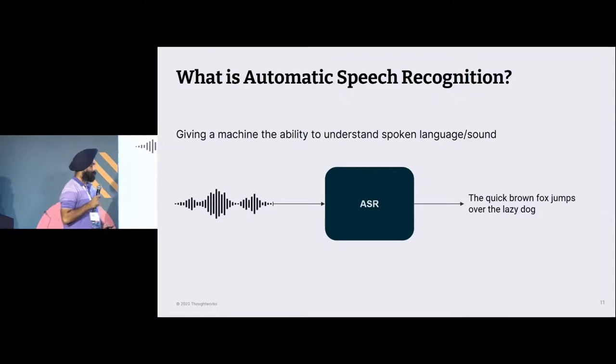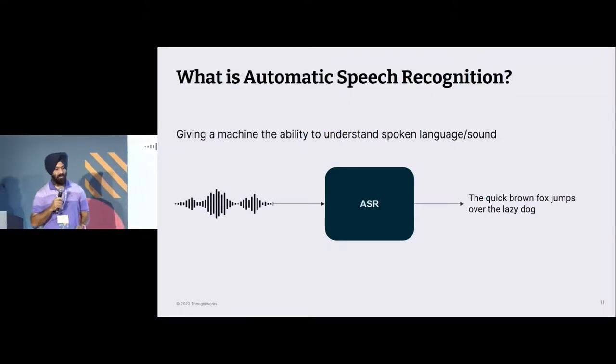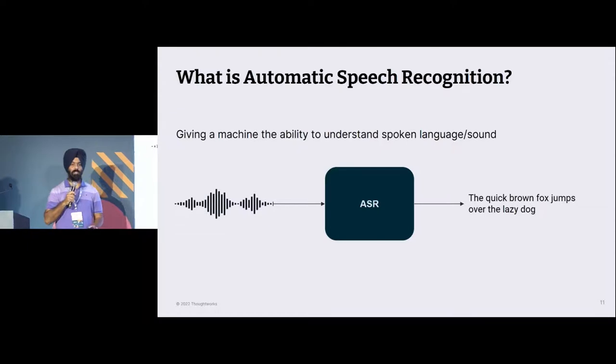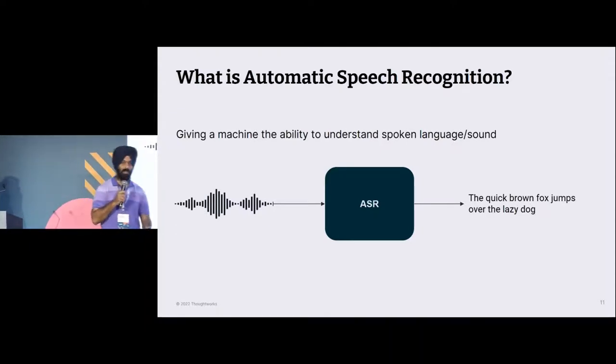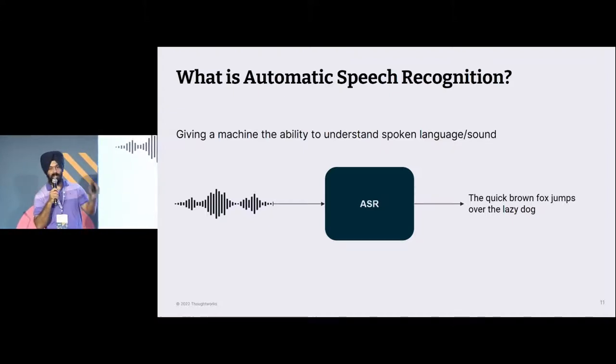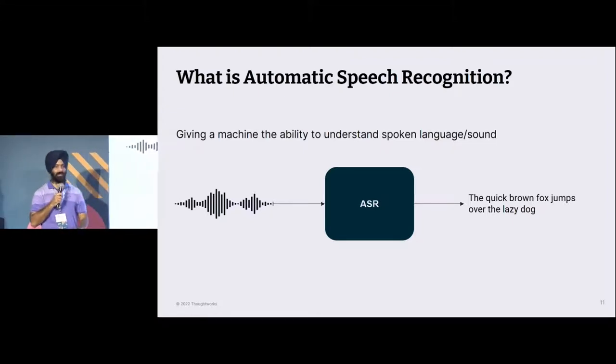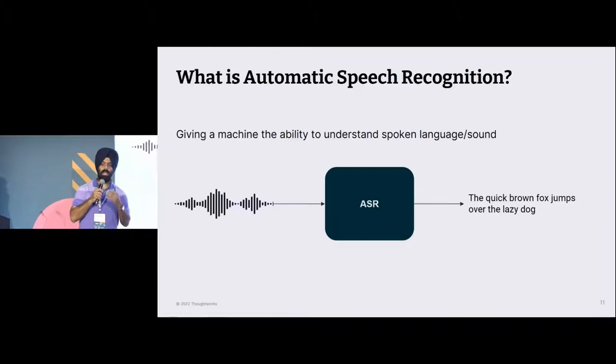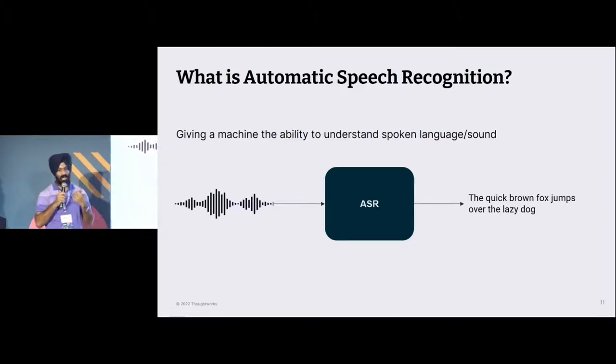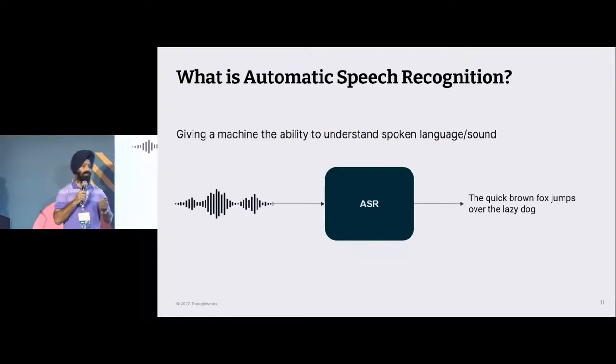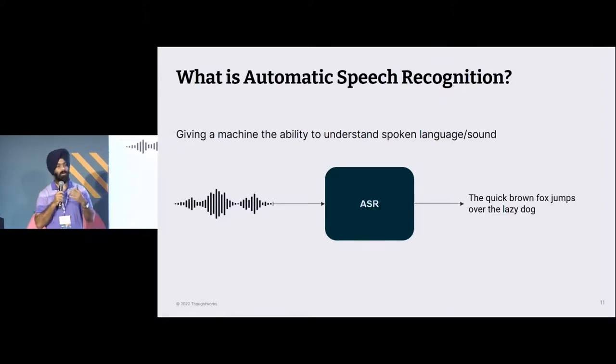Right? So again, a quick reminder. What is automatic speech recognition? It's basically giving a machine the ability to understand spoken language or sound. So there is a signal and then there is a system that transcribes the text. Once you have the text, you can build NLP systems on top of it to understand the intent or anything else that you want to do, either in call center analytics, or maybe analyzing the sentiment of the caller, or anything like that, okay?